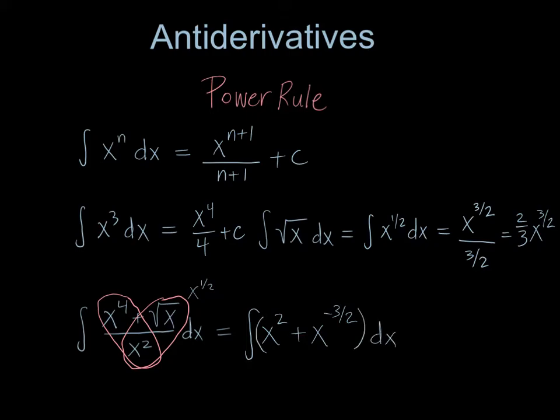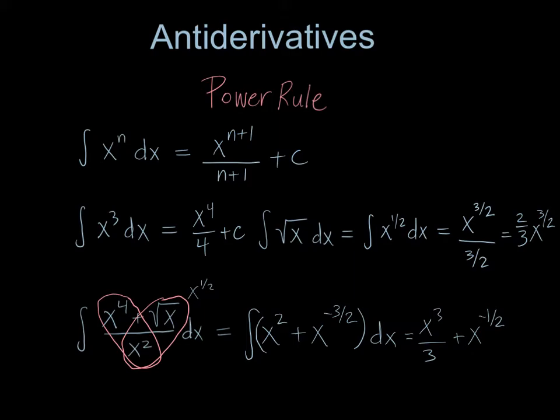And there's the two power rule terms we can integrate, we can find the antiderivative of. And when you have two parts, just like with a derivative, just calculate them separately. The integral of x squared is x cubed over 3, and the integral of x to the negative 3/2 would be x to the negative 1/2.